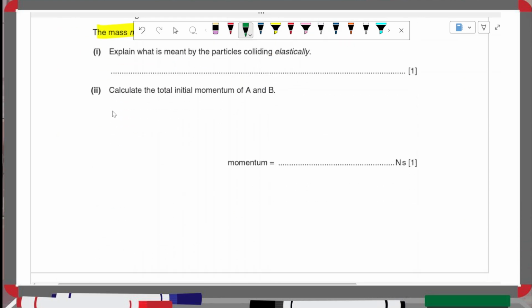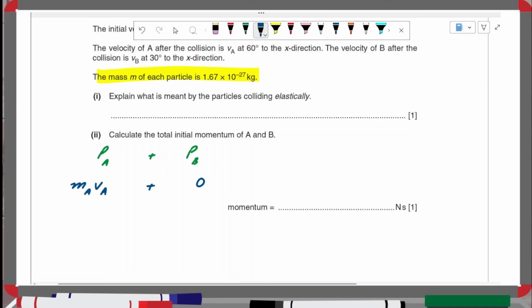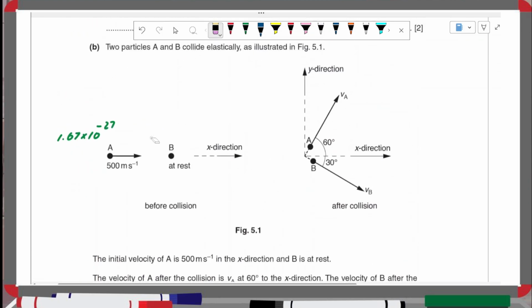Calculate the total initial momentum of A and B. So the total initial momentum would be the momentum of A plus the momentum of B. What is the momentum of A? The mass of A times the velocity of A. And what is the momentum of B? It should have been the mass of B times the velocity of B, but the fact of the matter is, object B is at rest. It's not even moving. Its momentum would be 0, so you don't have to write the mass and multiply by 0. Just write 0 straight away.